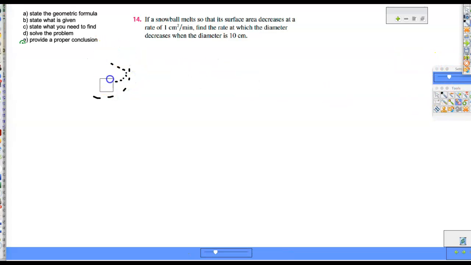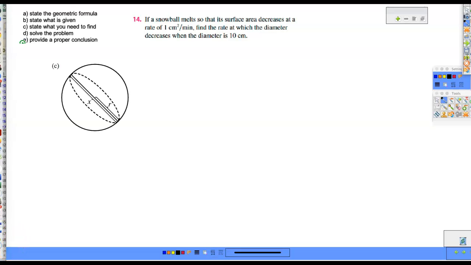How about, it's not the best drawer, so give me a second. Okay, so here it is.